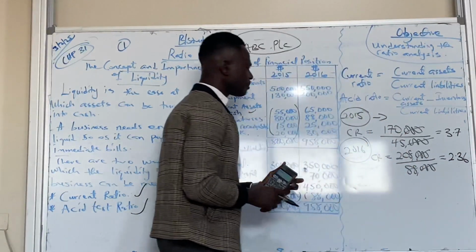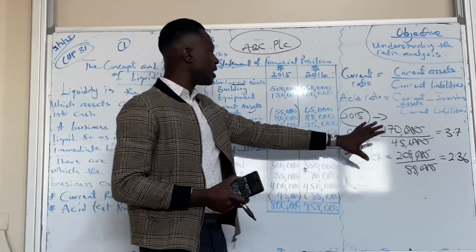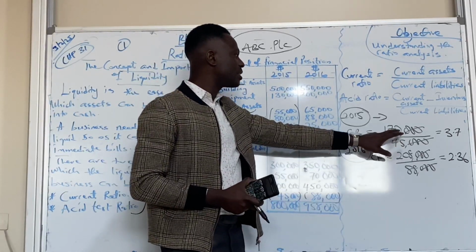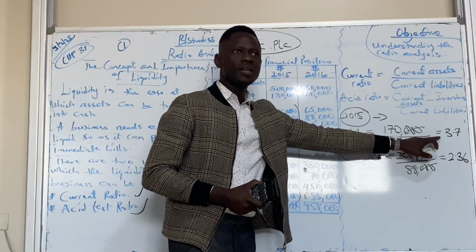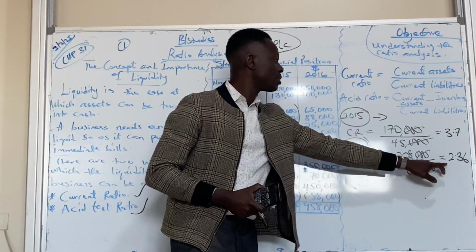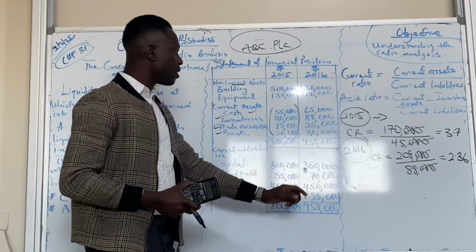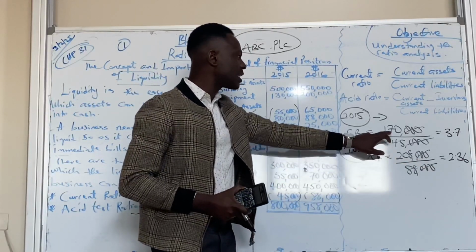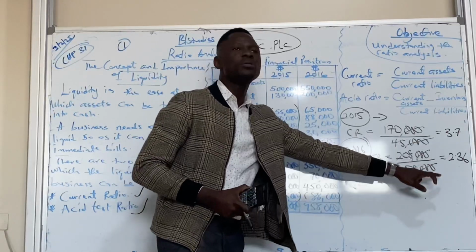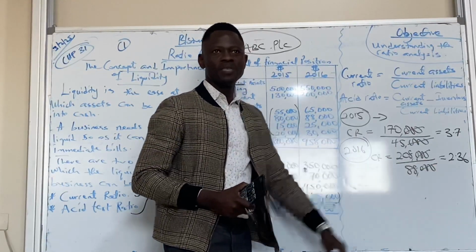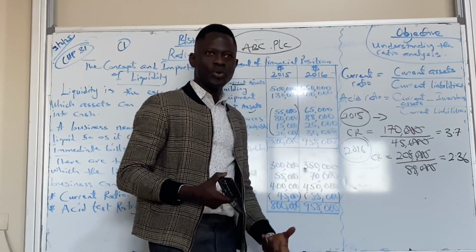So what we figured out here is that the last year current ratio was 3.7. Now it has reduced to 2.36. So what does this simply mean? It means the ratio of our assets to liability is reducing, which is really good for the business. Yes or no? Do we understand?